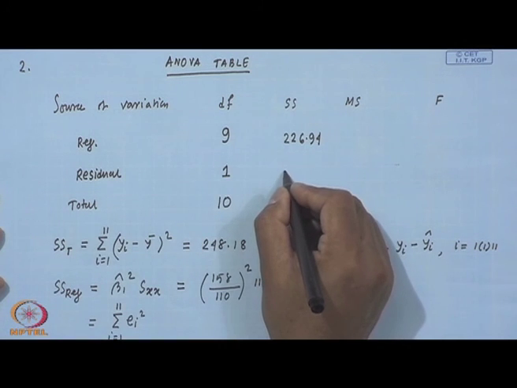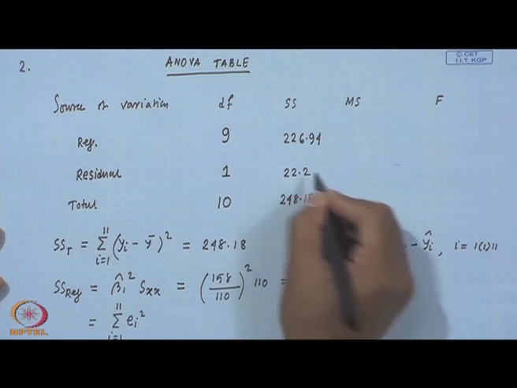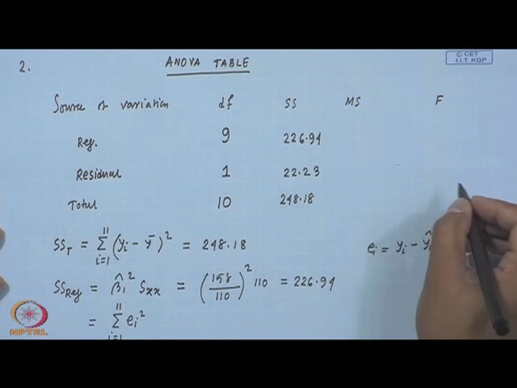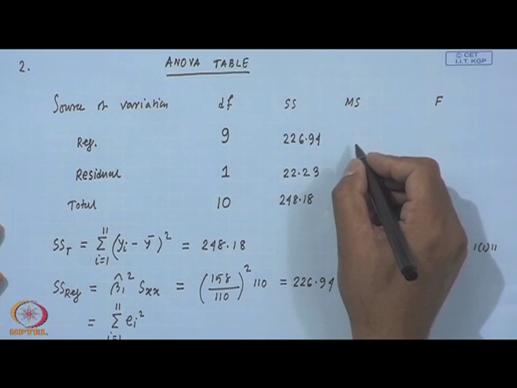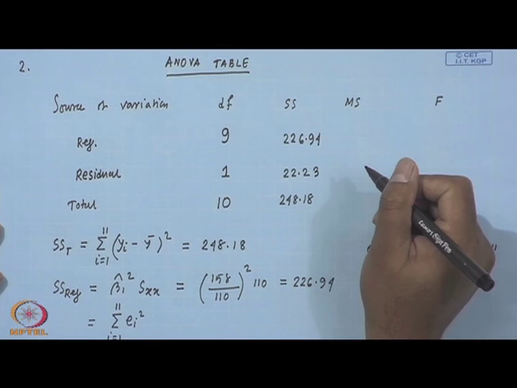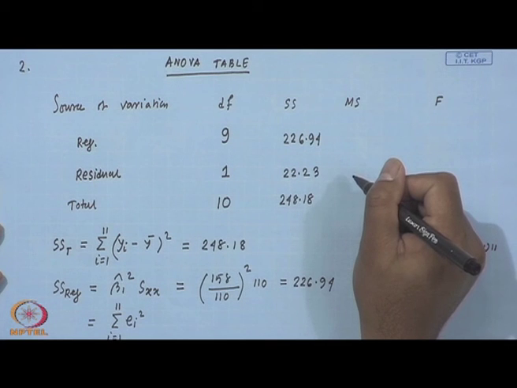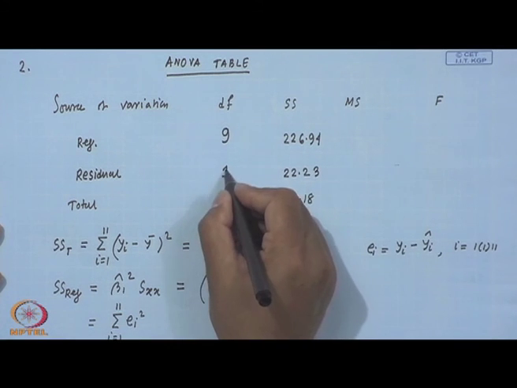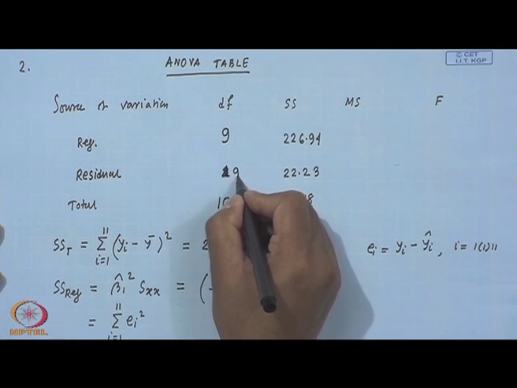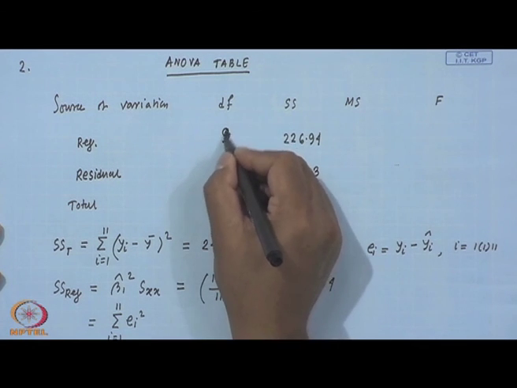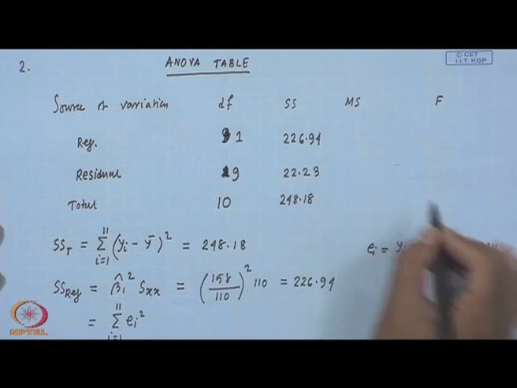and the SS is obtained by SS total minus SS regression, that is 22.23. Okay. And the MS value is sorry, I said the residual degree of freedom is 9. Yeah. So, this is the residual degree of freedom, and the regression degree of freedom is equal to 1.